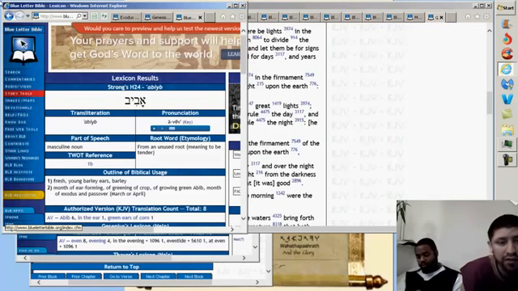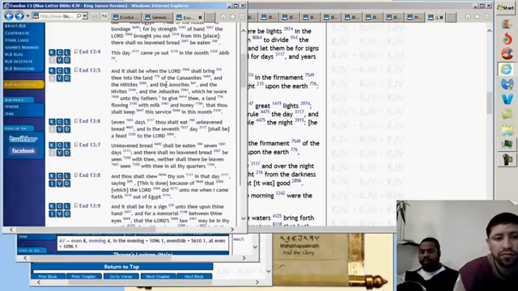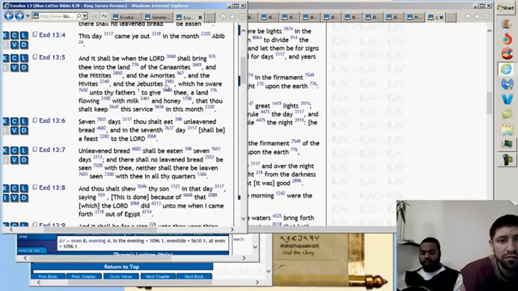All right. Well, let's get back to Exodus 13 and verse 5. Okay. Exodus 13:5. And it shall be, when the Lord shall bring thee into the land of the Canaanites, and the Hittites, and the Amorites, and the Hivites, and the Jebusites, which he sware unto thy fathers to give thee, a land flowing with milk and honey, that thou shalt keep this service in this month. Right, and there goes the new moon again, 23:20. And this new moon, okay, verse 6.